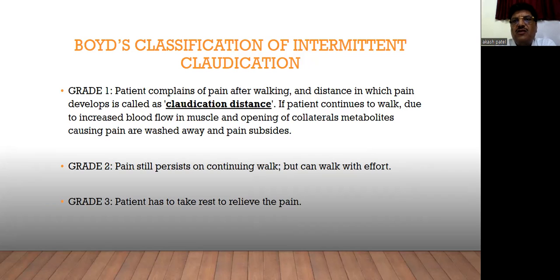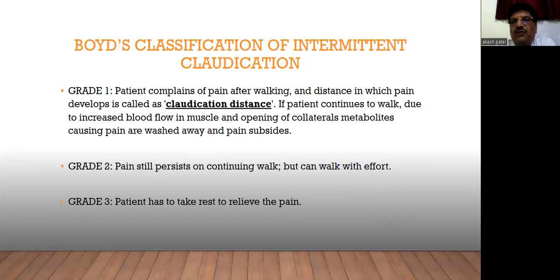Now there is Boyd's classification of intermittent claudication. In grade 1, the patient complains of pain after walking. The patient starts walking, and after a certain distance, he starts complaining of pain. The pain is never on standing, only on effort, when the muscles start working. And it always comes at a fixed distance, and the distance at which this develops is called the claudication distance. For a given patient, that distance is more or less fixed unless some treatment is initiated or some time has passed.